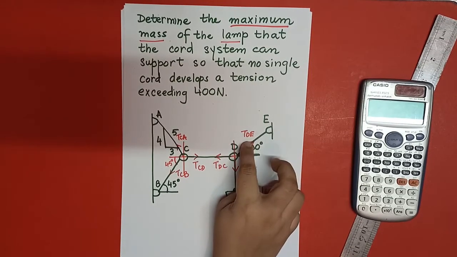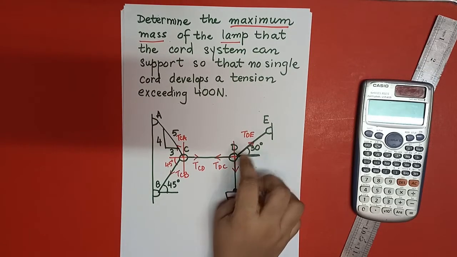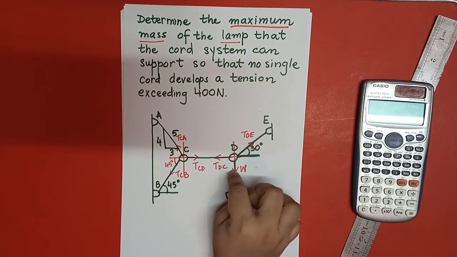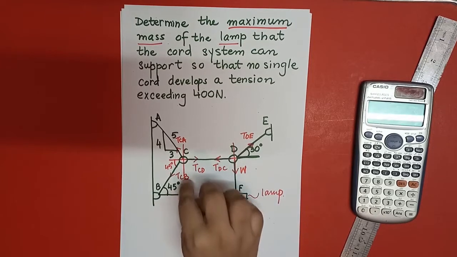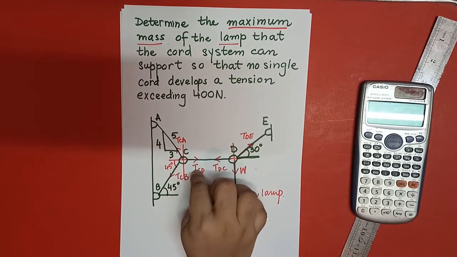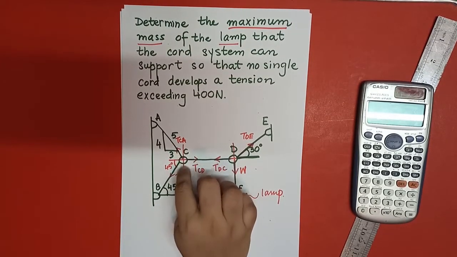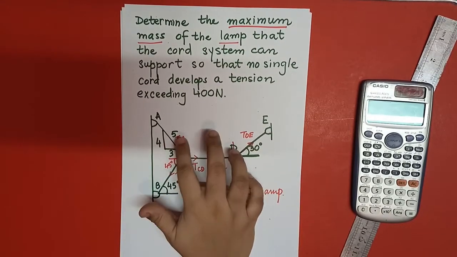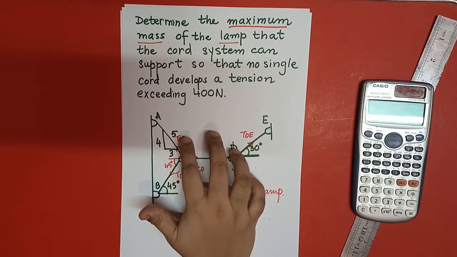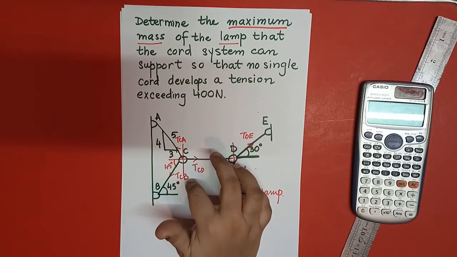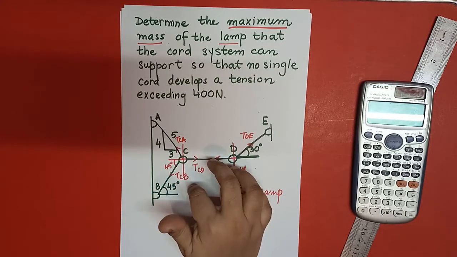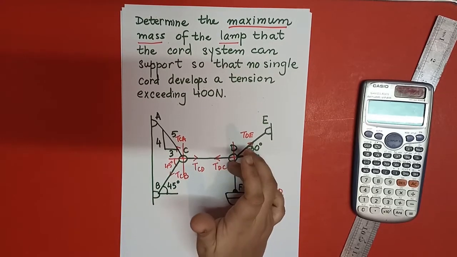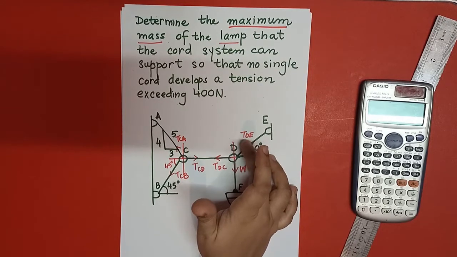So if I take TDE equals 400 Newton, there will be two forces remaining unknown. If I take TCD equals 400, there will be four unknown forces, unknown tensions, here. If I take TCA unknown equals 400 Newton, how many forces will be unknown? There will be three forces unknown. So it's better to take point D and assume TDE first.